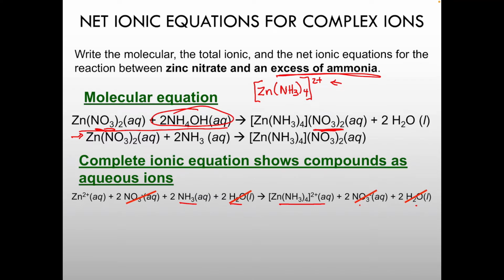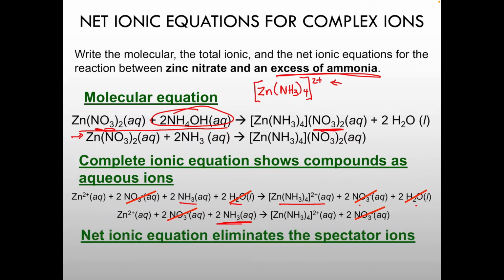And as you see, the waters cancel out because we didn't need them to produce those hydroxide ions. So you could have written it this way had you chosen the bottom one, where we just have the ammonia, and then you see the rest of the reaction there. Either way, those nitrates will cancel out, and we'll get the same net ionic equation either way. Okay, and it will show the formation of that complex ion. So the zinc and the ammonia make our complex ion.